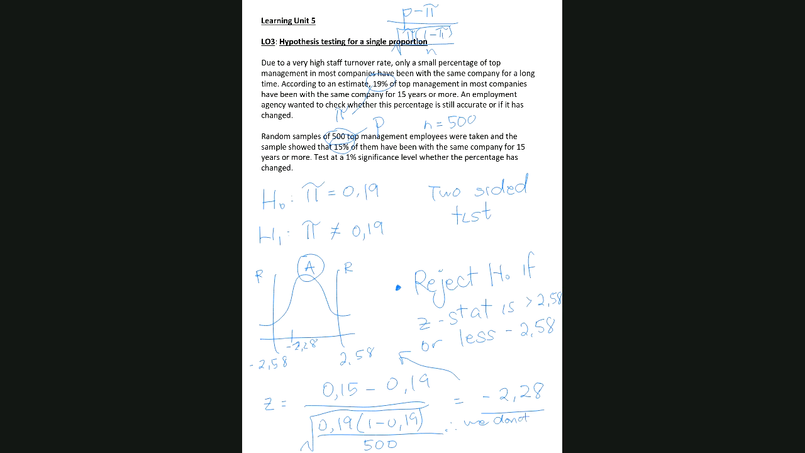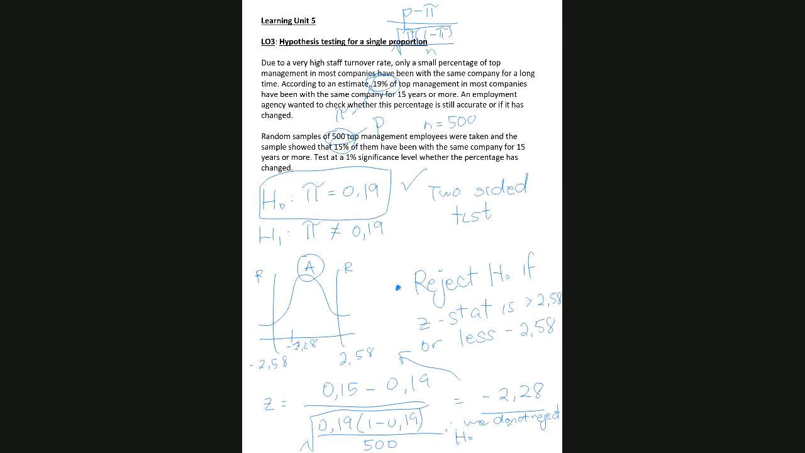Sorry, I didn't leave a space here, or it just became too close since I'm trying to fit it all in. We do not reject the null hypothesis, which indicates that this is true. So we accept this, which means that what they're saying here about 19% of top management in most companies having been with the same company for 15 years or more is actually true.